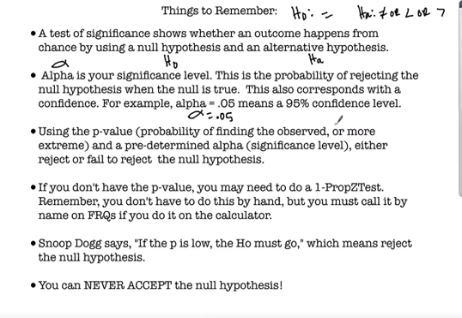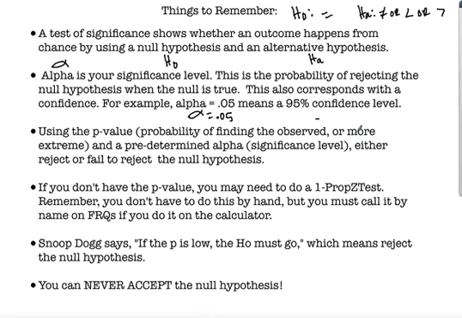Now, you're going to use this alpha in conjunction with what we call a p-value. So your p-value is going to be the probability of finding the observed or the claimed, or more extreme than the observed or the claimed. So you're going to use the p-value and this predetermined alpha, which is your significance level, to either reject or fail to reject the null hypothesis. So remember, the null hypothesis is going to be a particular claim. The alternative hypothesis is basically the opposite of that claim. And using your p-value and your alpha, you're going to decide if you should go with the null hypothesis or the alternative hypothesis.